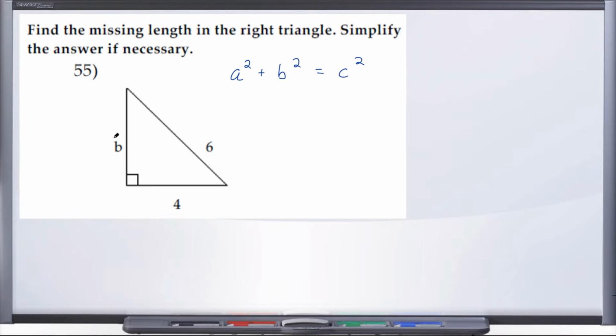And b is what we're looking for, and a is going to be our base, and c, side c, is always the longest side, and it's always going to be the hypotenuse, the angle directly across from the right angle. And so c is 6. So let's go ahead and plug some of this information in and see if we can't solve for b.